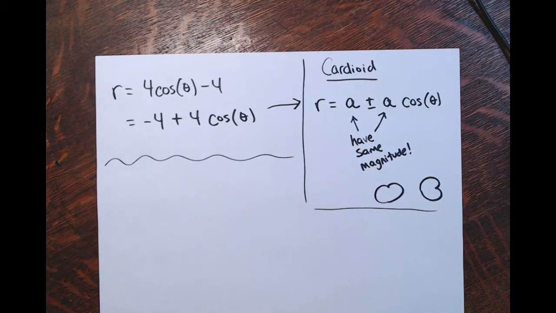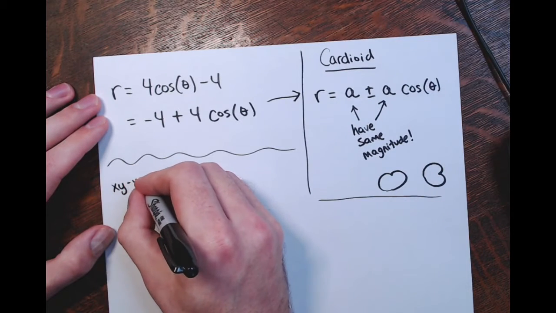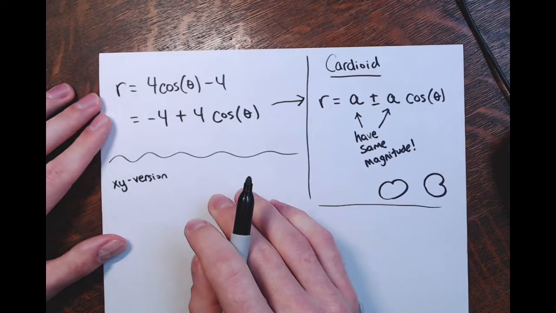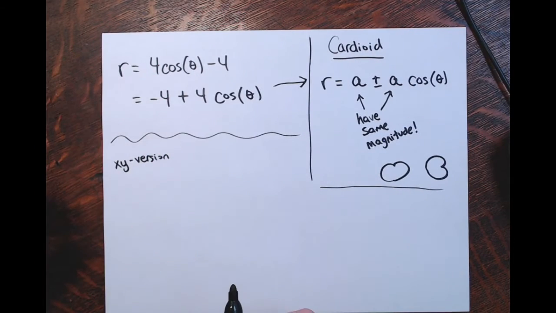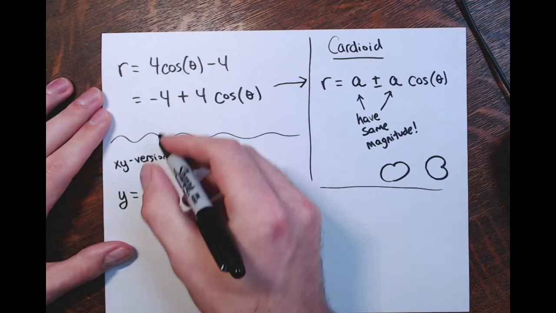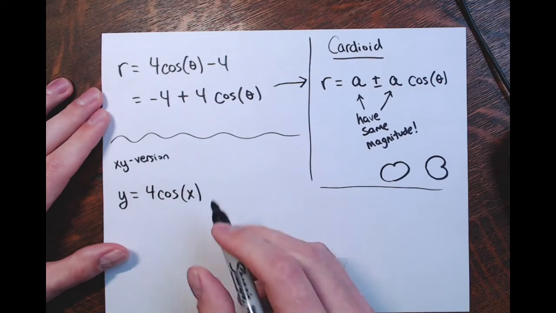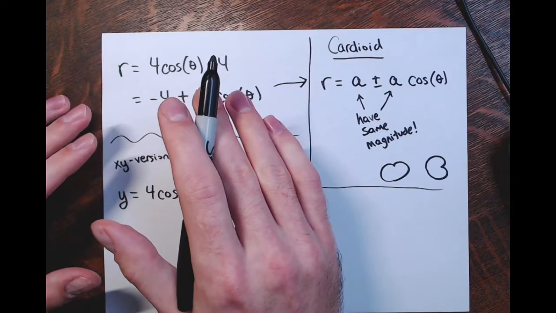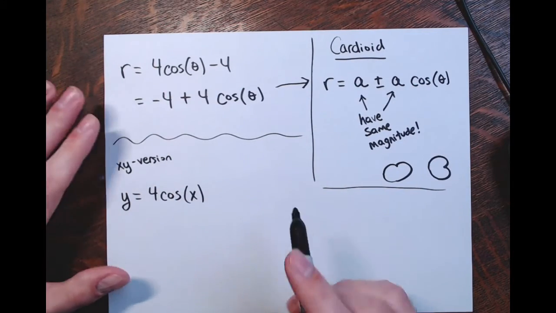Again, if you've been watching my videos, I like to make another graph before I make the actual graph. I make a graph in x and y to help me. I'll call it the xy version. Now this is not the rectangular coordinate equation. I'm not converting this to rectangular coordinates. What I'm doing is replacing r with y and replacing theta with x. When you convert from rectangular to polar or polar to rectangular, r is not y, theta is not x. So that's not what I'm doing here.